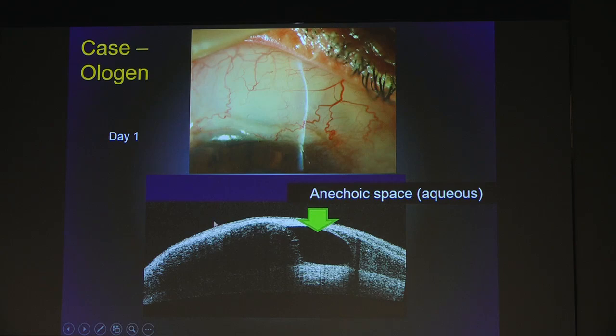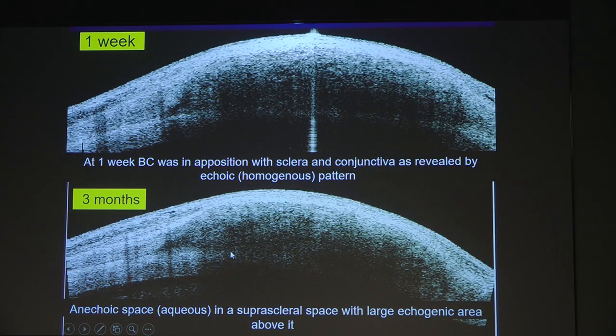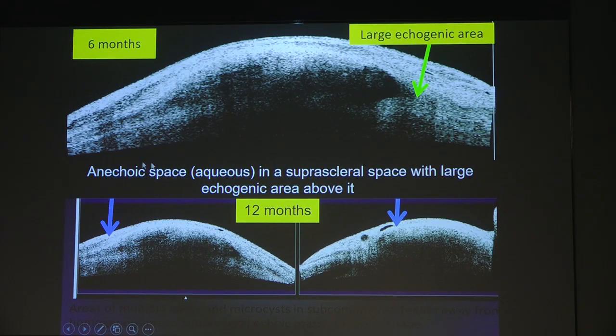Now this is day 1, clear zone on the side of the Ologen and homogeneous appearance here. This is after 3 months. Something is coming up. There is a shrinkage, the height has decreased, and the clear area is coming up here. And at the end of 6 months, good anoic areas, aqueous pockets are coming up, lamellar separation is coming up, but uniform reflectivity is on the top. So shrinkage will leave behind the aqueous pockets underneath the bleb wall. So it is not a thin bleb like mitomycin, but a good healthy bleb with good filtering areas.